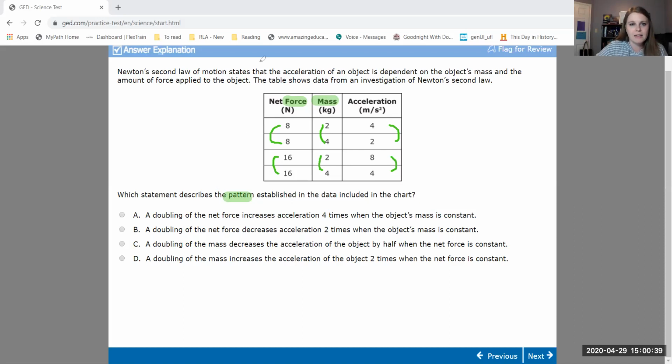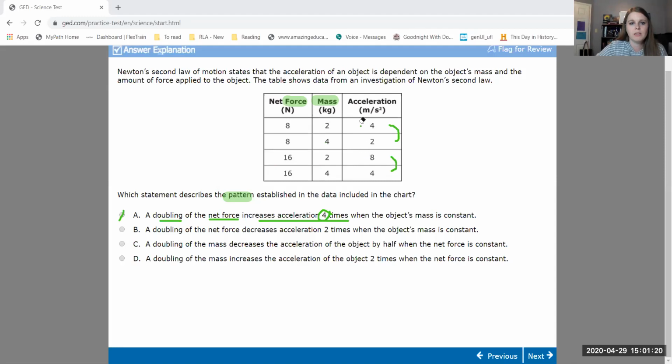So letter A, let's take a look. A doubling of the net force increases acceleration 4 times when the object's mass is constant. Constant means it stays the same. So the net force, that's here, doubles. So we're going from 8 to 16, increases the acceleration 4 times. Well, we have 4 and we have 8. 4 times 4, that's 16, not 8. So that's incorrect.